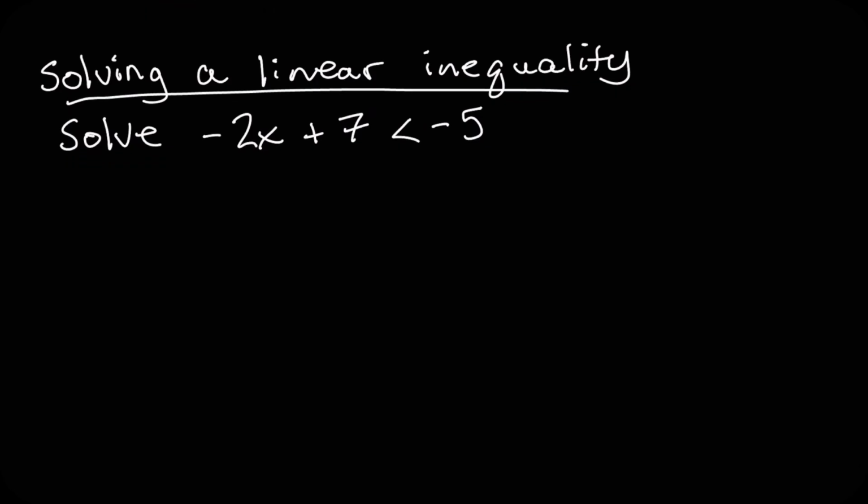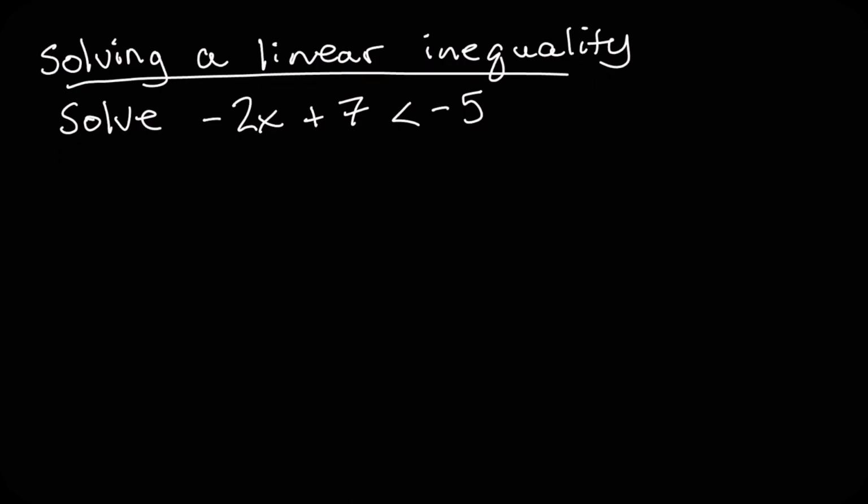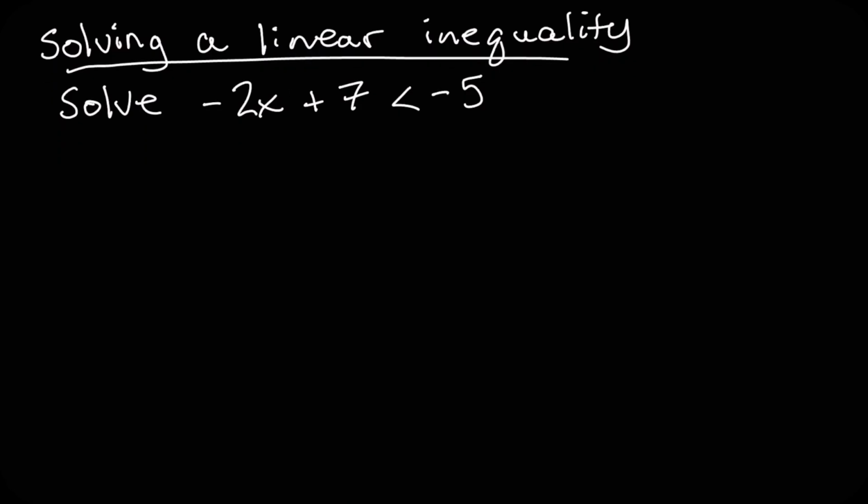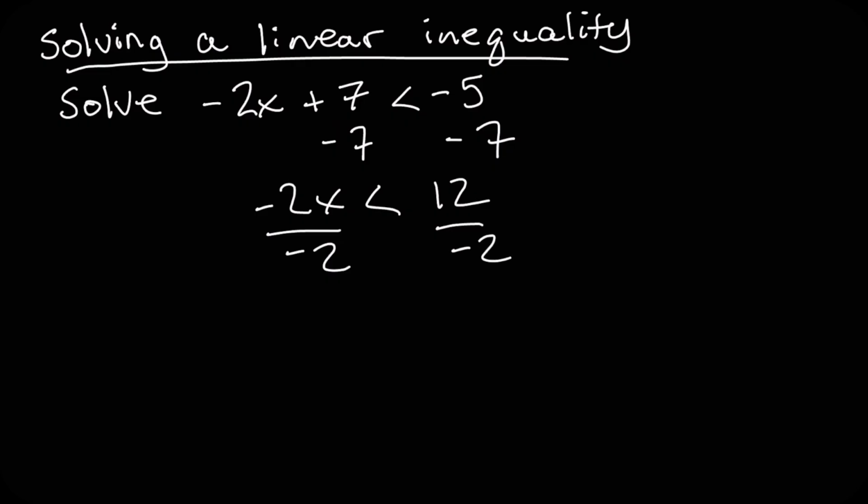So, solving a linear inequality. Let's take a look at this first example. We want to go ahead and solve for x like we would normally do with a regular equation, except we're implementing some inequalities into the mix. So first, go ahead and subtract a 7 from the left-hand side, and this will give us negative 2x is less than 12. Now you can go ahead and divide by negative 2, and when you divide by a negative, make sure to flip your sign. So we will have x is greater than 6.